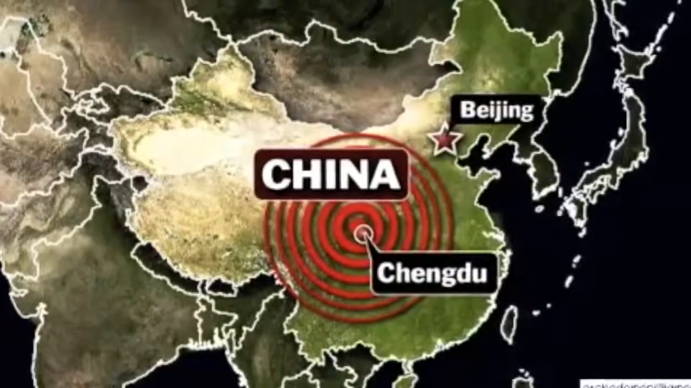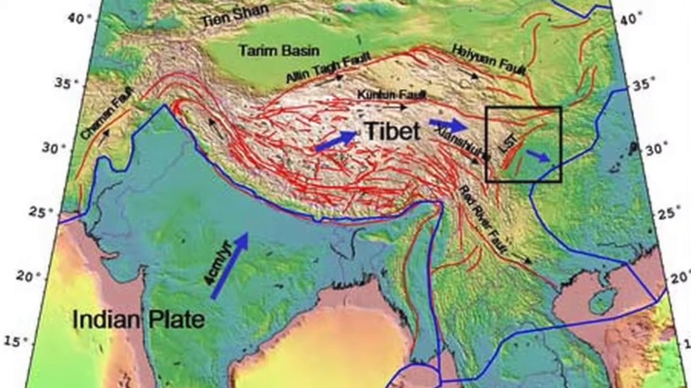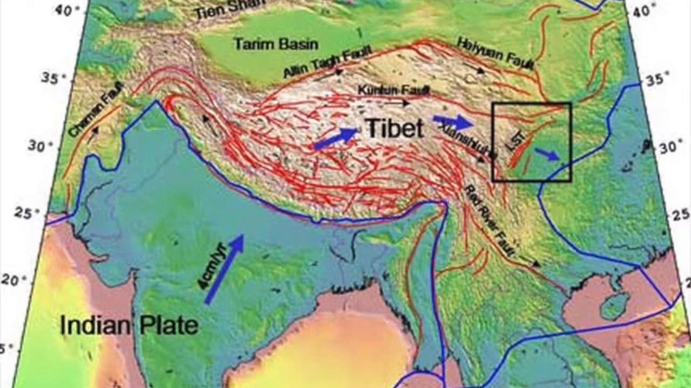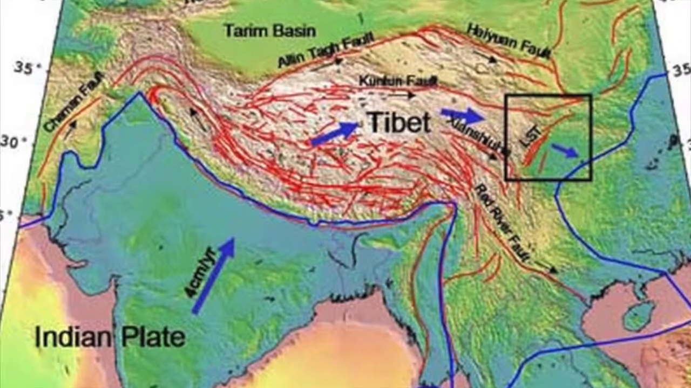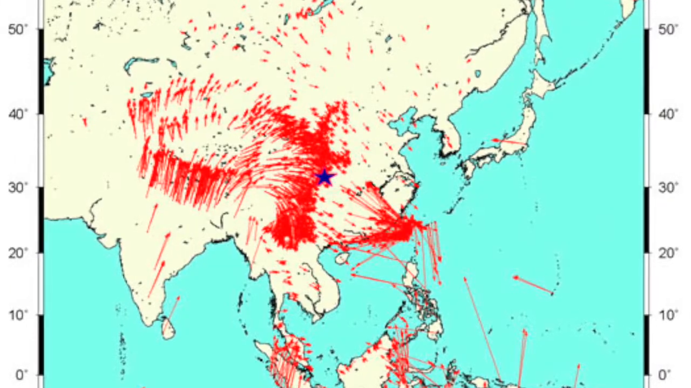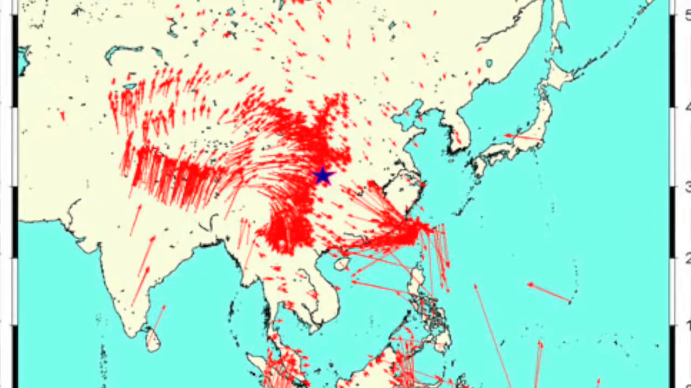Its epicenter was 80 kilometers northwest of Chengdu, which is the capital of Sichuan. The focus of the earthquake was 19 kilometers below the surface, so it was considered to be a shallow earthquake. Being a shallow earthquake, it could be felt in places thousands of miles away like Beijing and Shanghai.